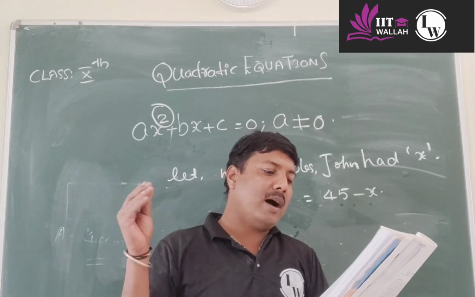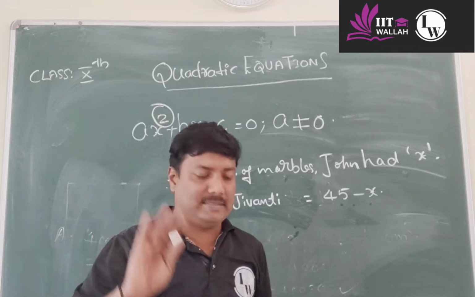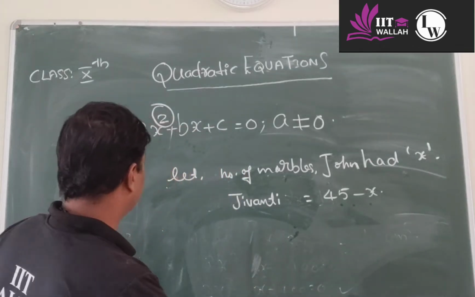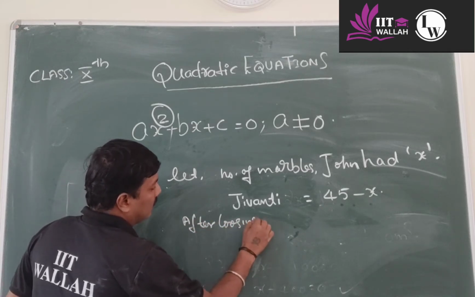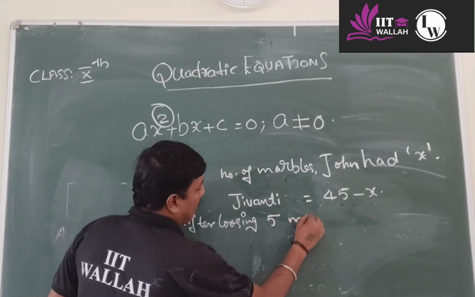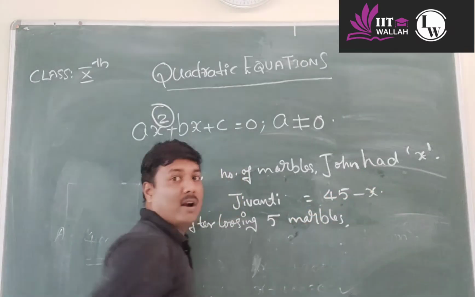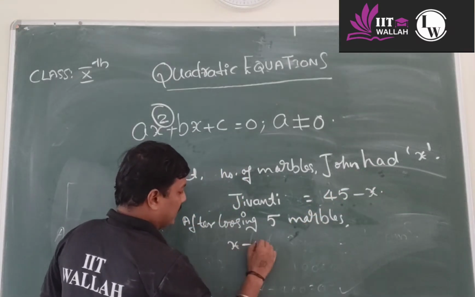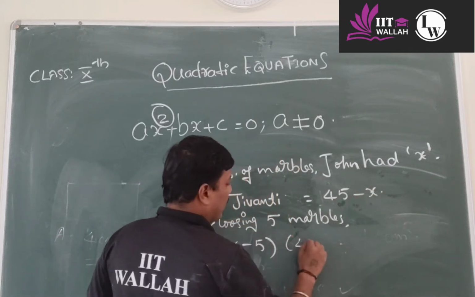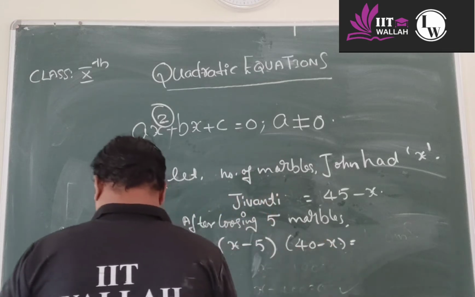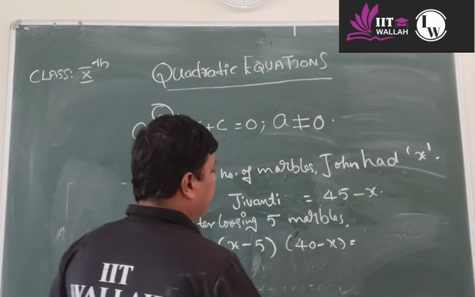The product of the number of marbles they now have means after losing 5 marbles. So after losing 5 marbles, what would be the number of marbles John has? It will be x minus 5. And here also you reduce 5, it will become 40, so it is 40 minus x. And their product is given as 124.